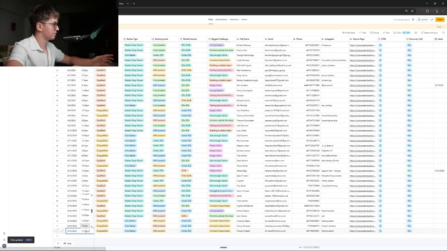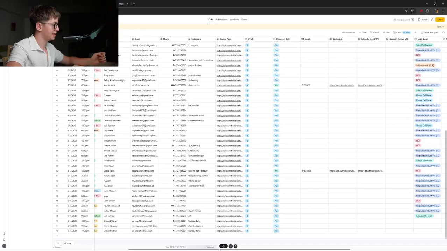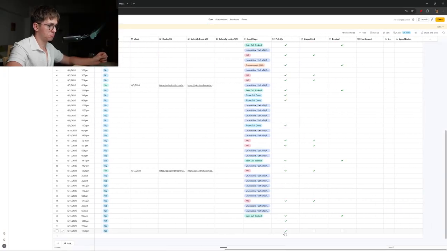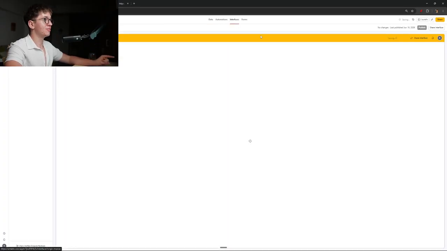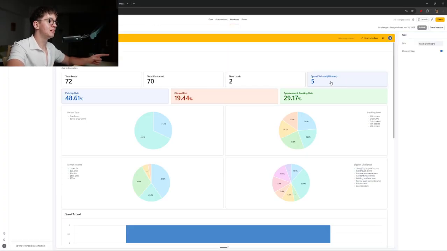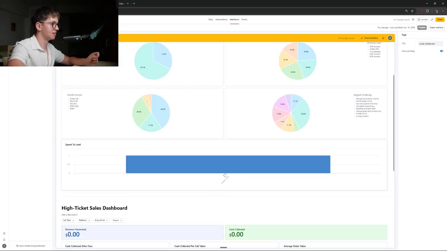So I'm going to change the time. Let's say today was the time, 11:35. This person came through at 11:30. And if I now come here and press phone call done, now it's under 5 minutes. And in the interface, it's going to tell me that the average speed to lead is 5 minutes.